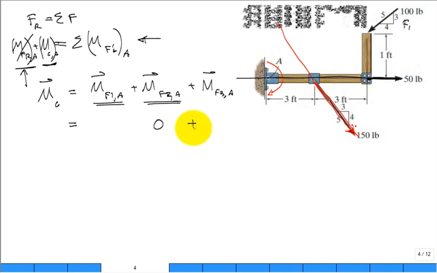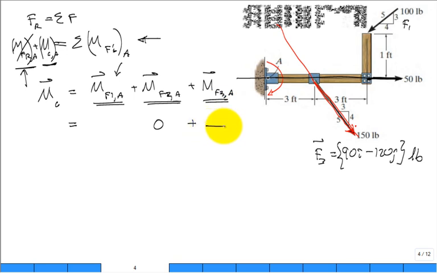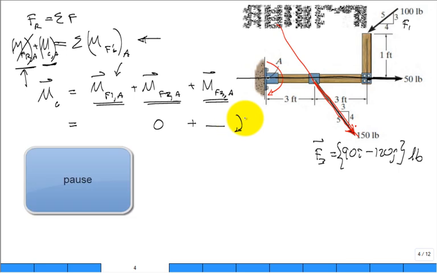Okay. Now let's come over here. This is probably the next easiest, and let's leave the hardest for last. So we have F3, the third force right here, and we decomposed F3 into a force which was 90 in the i and negative 120 in the j, did we not? That's a little reminder from the previous page. Okay, can you give me the moment that F3 develops around point A? It's going to be so many foot-pounds either in the clockwise or counterclockwise direction.